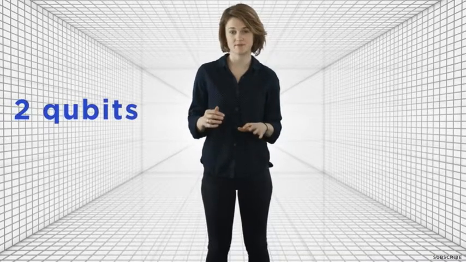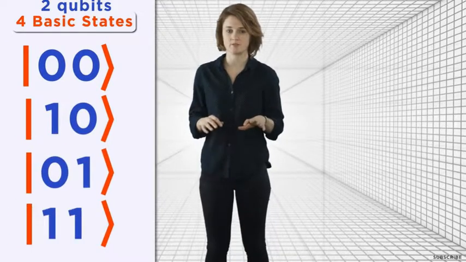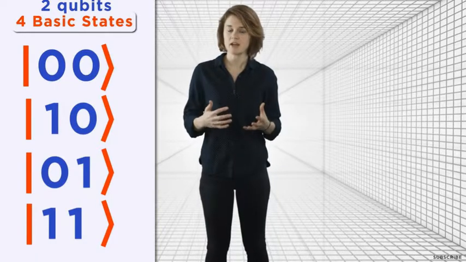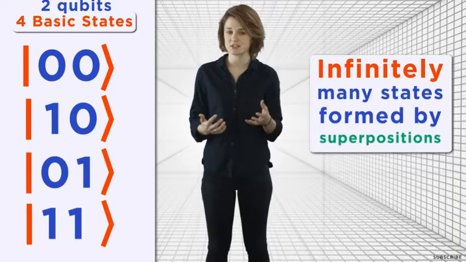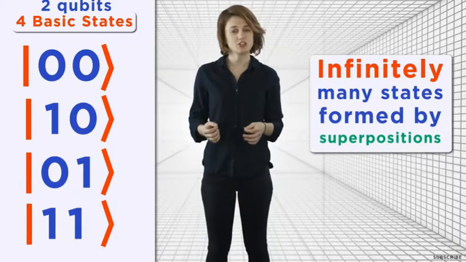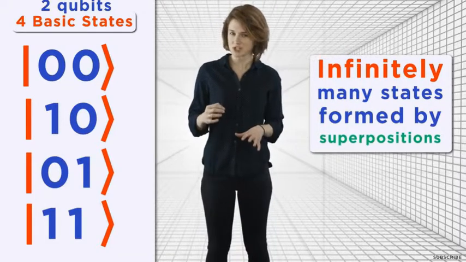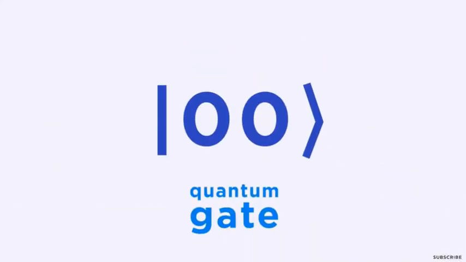Let's see an example of a quantum computation with 2 qubits. There's 4 basic states: 0,0, 1,0, 0,1, and 1,1. These are the states that 2 classical bits can be in. But there are also infinitely many states formed by superpositions or combinations of these basic states. Each operation of a quantum computation is performed by a quantum gate, which, like a classical gate, changes the state the qubits are in. Let's start our quantum computation in state 0,0, and then apply a quantum gate.